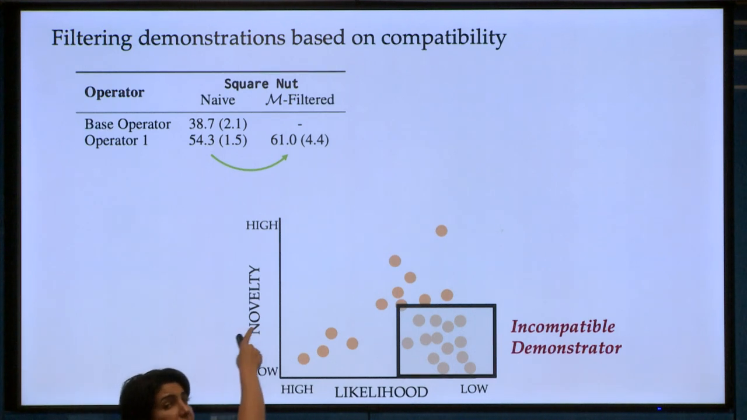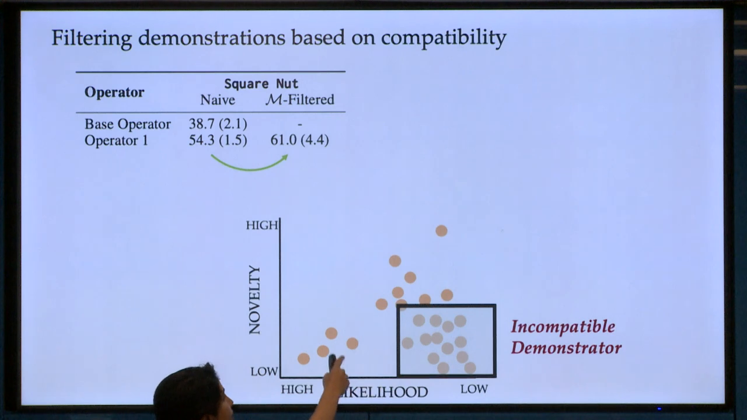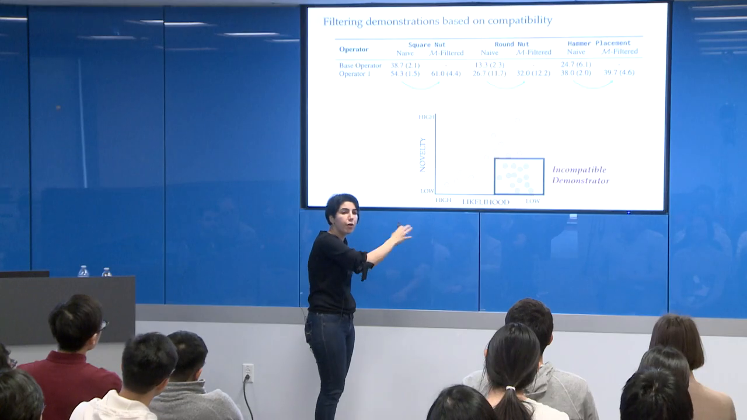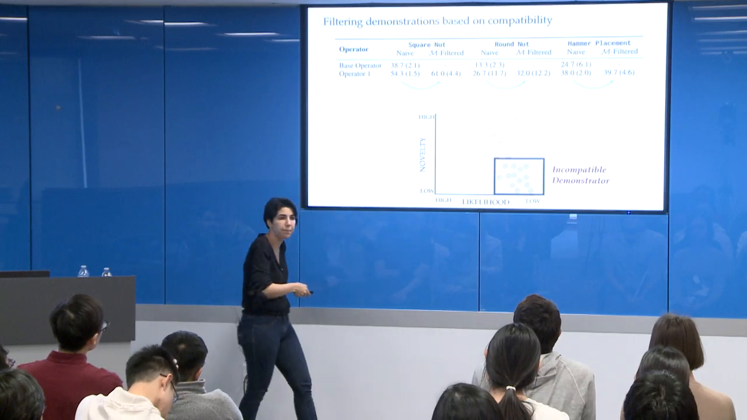But then if you do this filtering scheme of figuring out what is low novelty, low likelihood, and just filter that out, that increases success rate. Not just on this task, across a bunch of tasks, you see performance goes up if you just use a very simple filtering scheme.